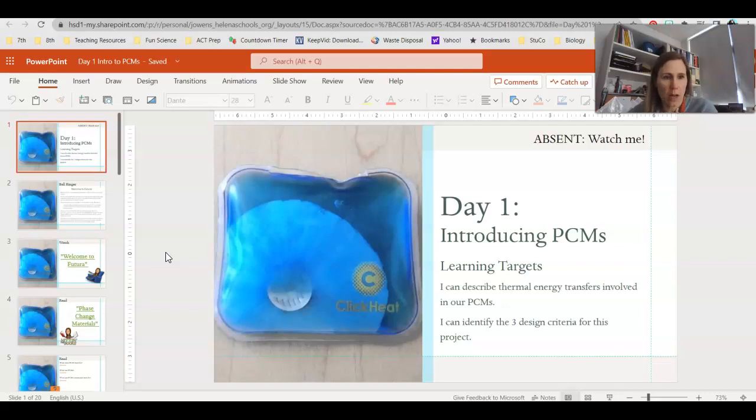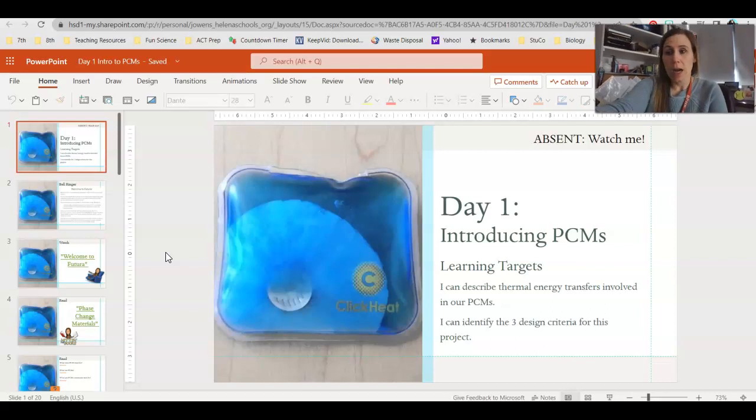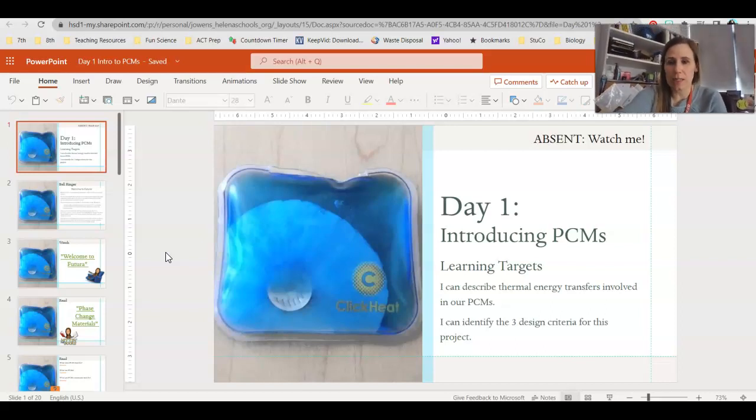This is going to be day one. I've kind of condensed these just a little bit, just so you guys are aware. But today's day one, and our focus is going to be talking about PCMs, which obviously you guys don't know much about right now. But as we work through this assignment, you guys will learn a lot more about PCMs and how they're going to play into this engineering internship.